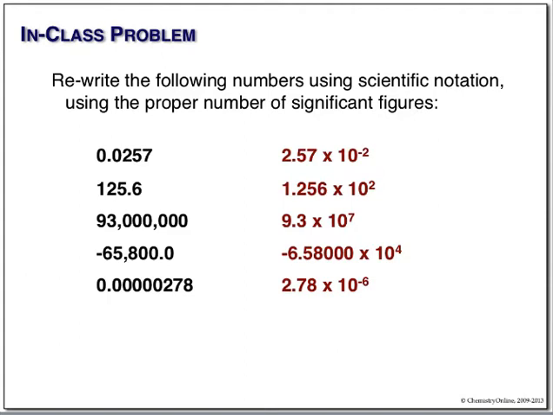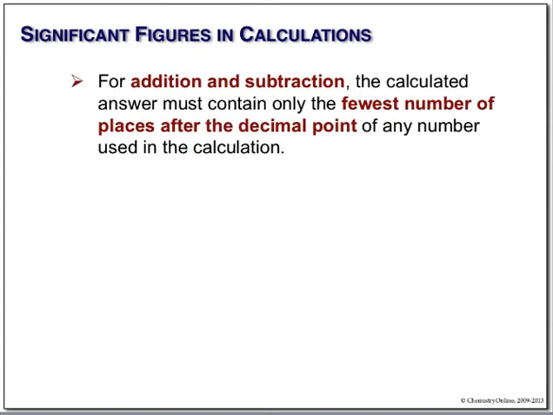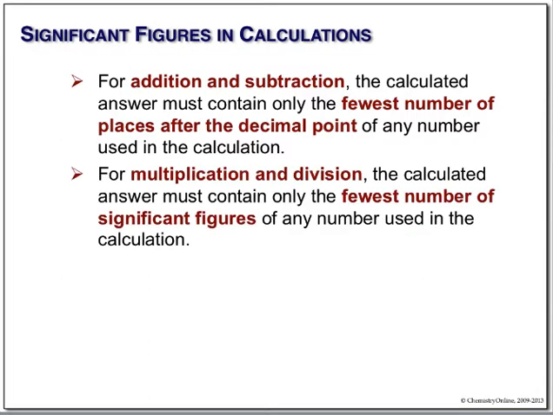Now, once you know how many significant figures your number has, we're going to use these often in simple calculation. There are two rules, one for addition and subtraction, and one for multiplication and division. In addition and subtraction, you don't really look at the number of significant figures in each of the numbers. You look to see which of the numbers has the fewest number of digits after the decimal point. For multiplication and division, you simply look at the fewest number of significant figures in any number in the calculation.